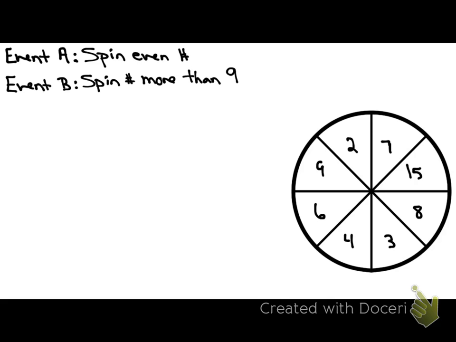All right, first of all, decide if they're disjoint or overlapping, and then start calculating the probability. Here's my first question. Are there any even numbers that are also more than 9? So are the events disjoint? Yes, the events are disjoint.